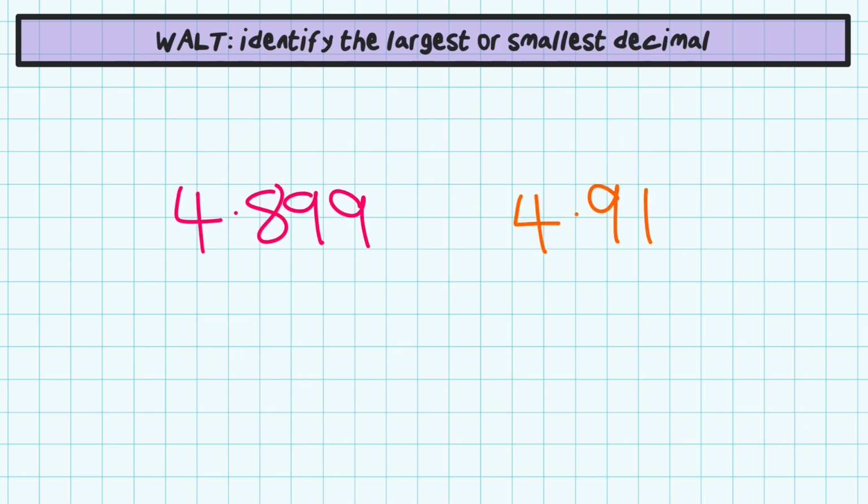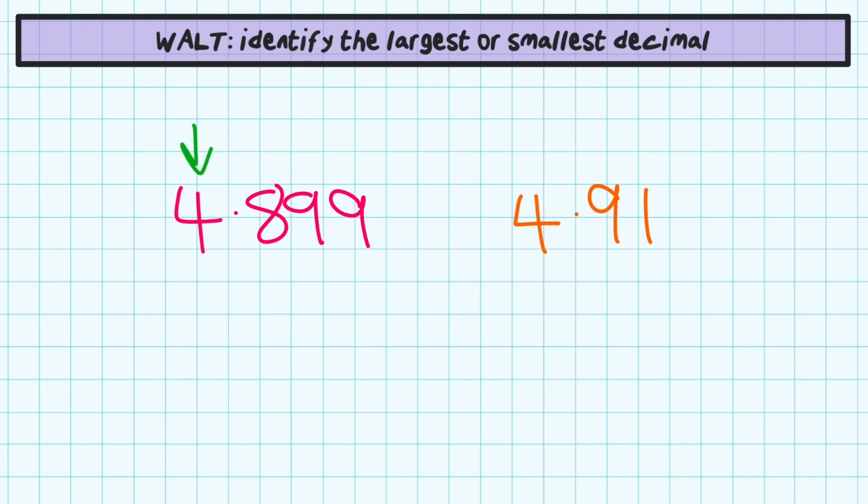Okay, so this time we have 2 numbers, and we've got to think, hey, which one's the smallest decimal? Which one's the largest? We have 4.899 and 4.91. Now we can't think of these as whole numbers. You can't just think, okay, 4,899 versus 491. We've got to take it one step at a time. So let's look at our ones. We'll start from the left.